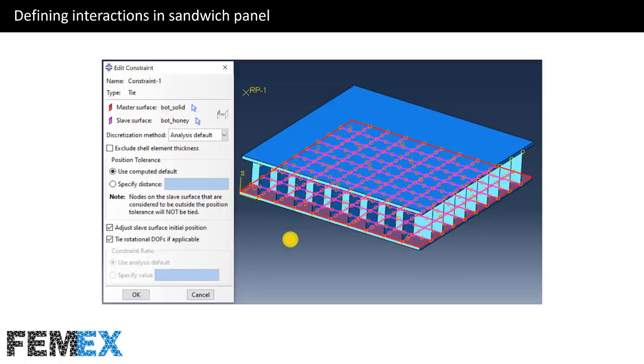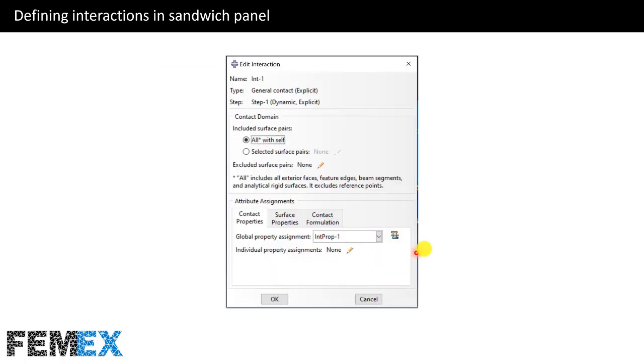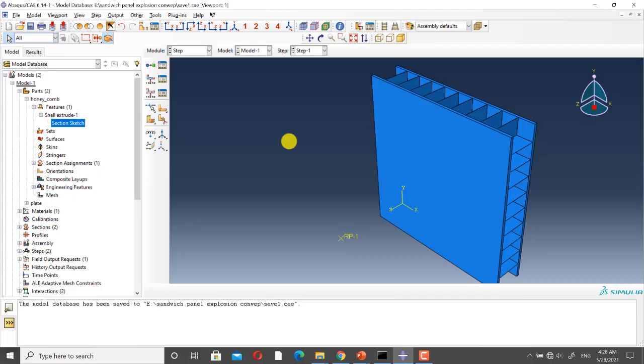In this picture, I have defined tie constraint between the bottom edges of the honeycomb and the top surface of the bottom plate. And here I have defined general contact for including all of the possible contacts in the simulation. And I have set it to all with self. Now I want to show you these settings in Abaqus.